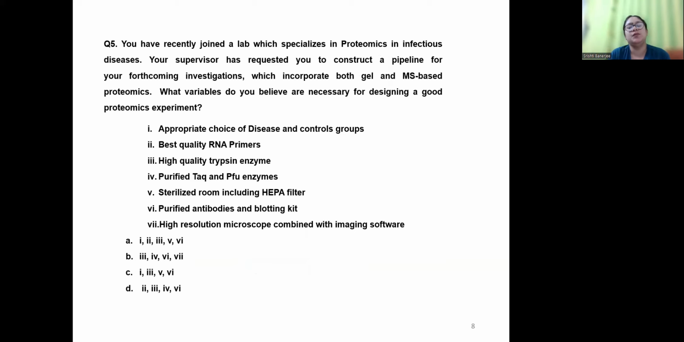Okay, so, appropriate choice of disease and control group. So what does that mean? As I was saying, you want to work on a particular disease, and for that you need to have your samples, or your subjects. So where will you get your subject samples from? Suppose you can identify the signatures of the disease from the blood, so you have to collect blood from your subjects. Now your subjects will be of a particular age group, and subjects of the same age group but non-diseased, or who don't have a disease, will be your control.